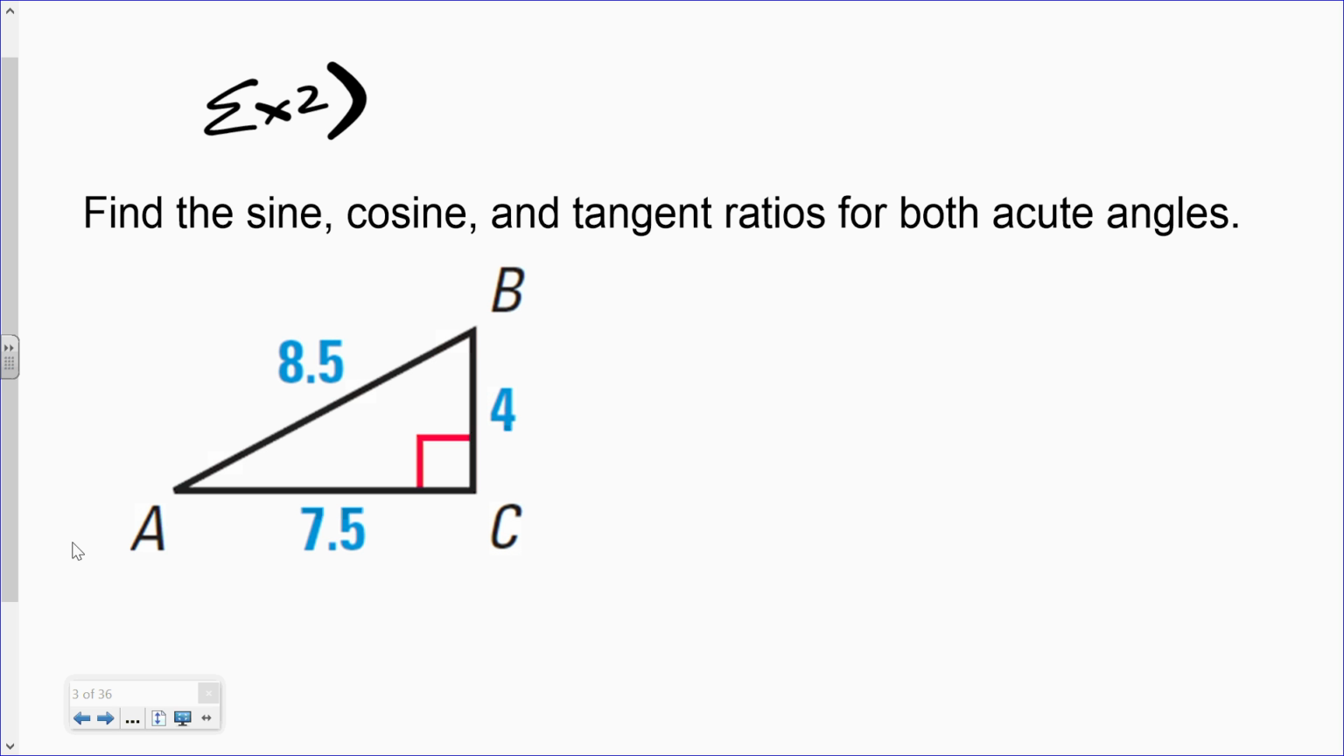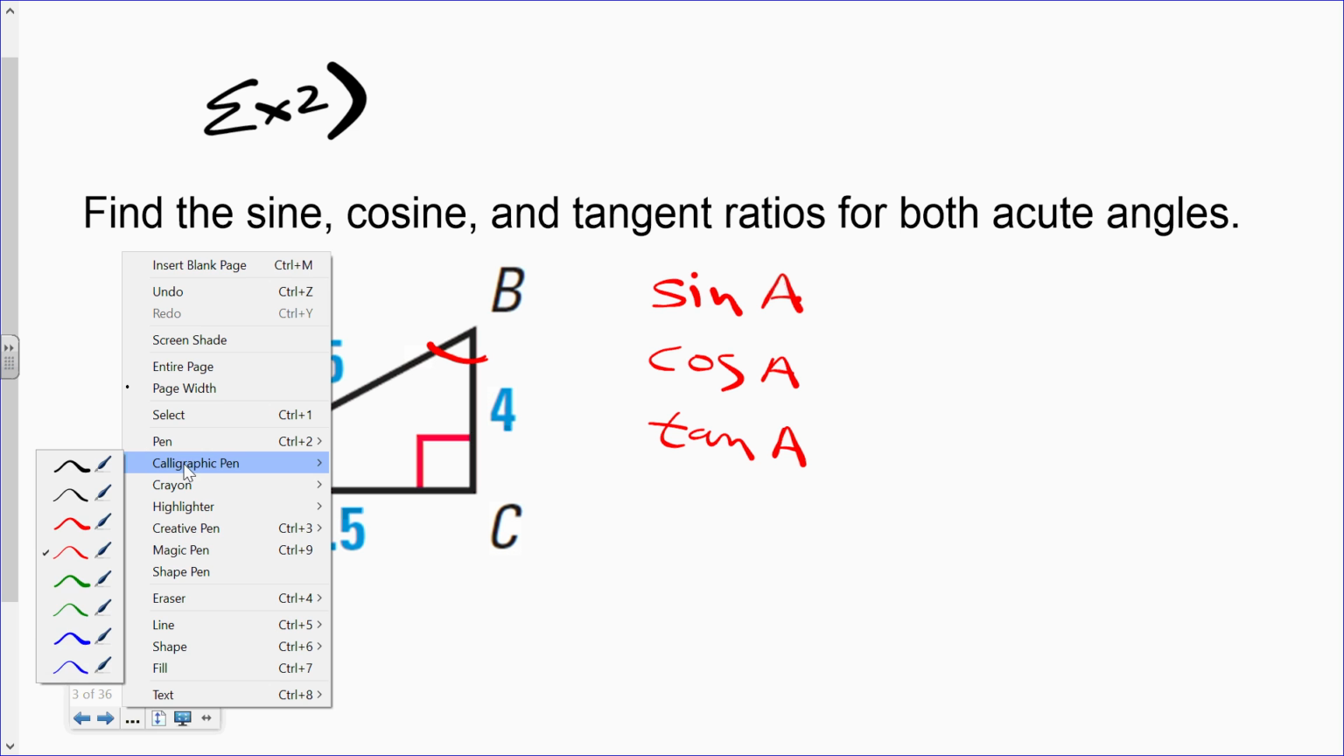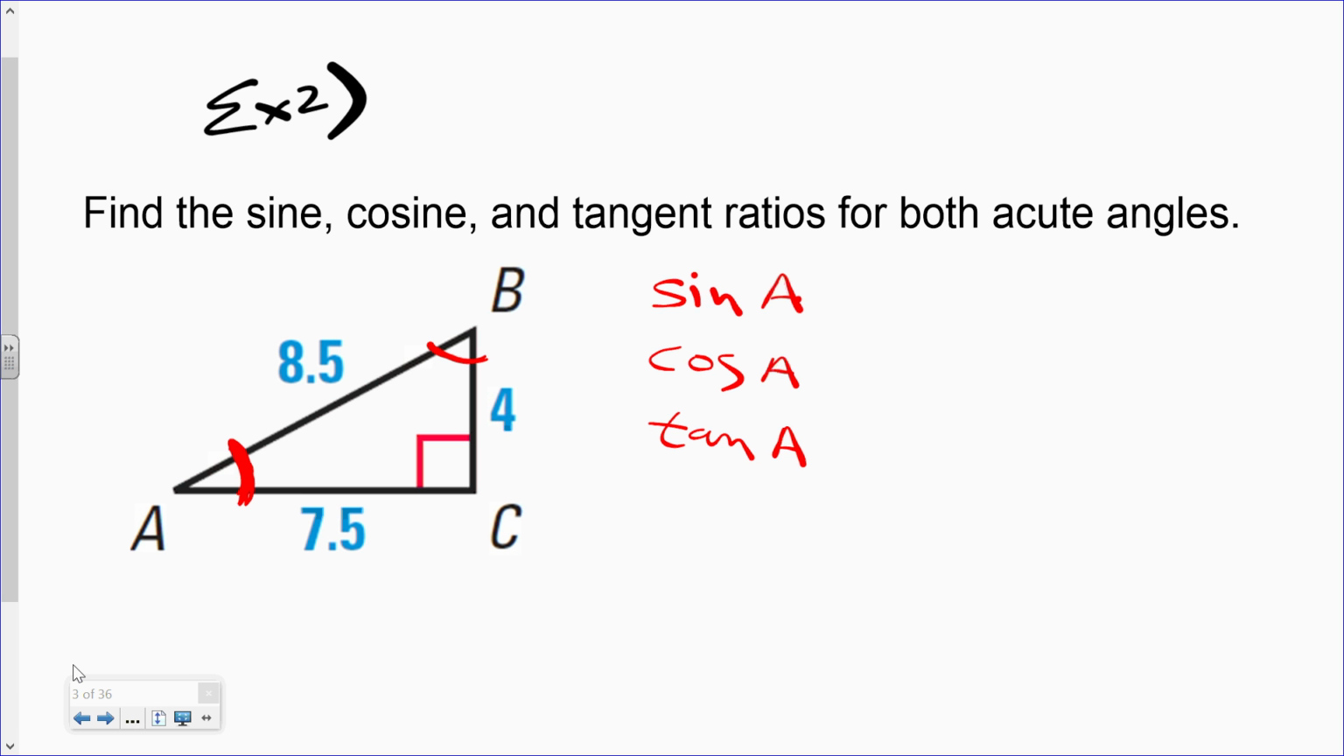The two acute angles would be this one, that's definitely less than 90, and this one's definitely less than 90. So it's always the two angles that are not the 90 degree. This is the 90 degree. Here's the acute angle, here's the acute angle. So let's find the sine, cosine, and tangent of A, and then we'll find the sine, cosine, and tangent of B.